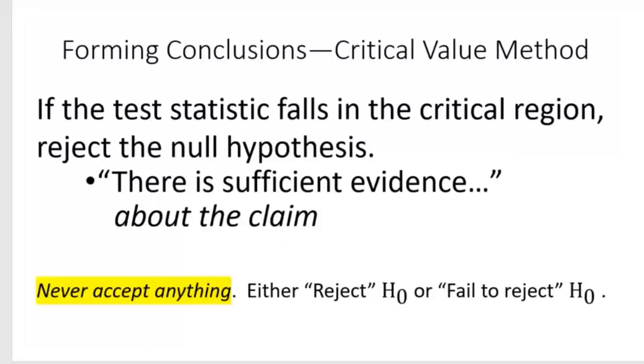When we get into forming conclusions, there's a couple of different methods. So first of all, we're going to look at the critical value method. We've got a couple of examples right here. If the test statistic falls in the critical region, reject the null. And when you reject the null hypothesis, notice down at the bottom here, we are never going to accept anything. You're either going to reject it or fail to reject it.